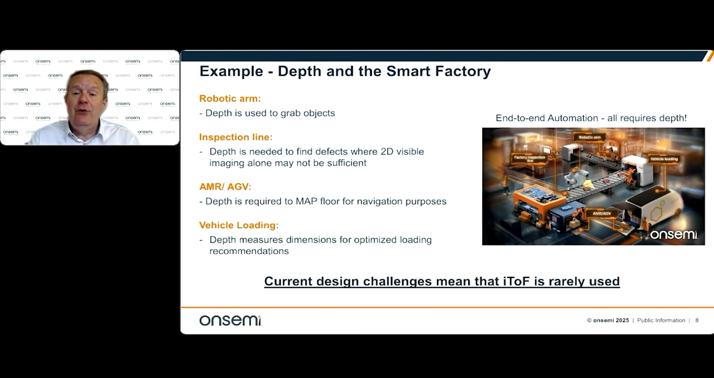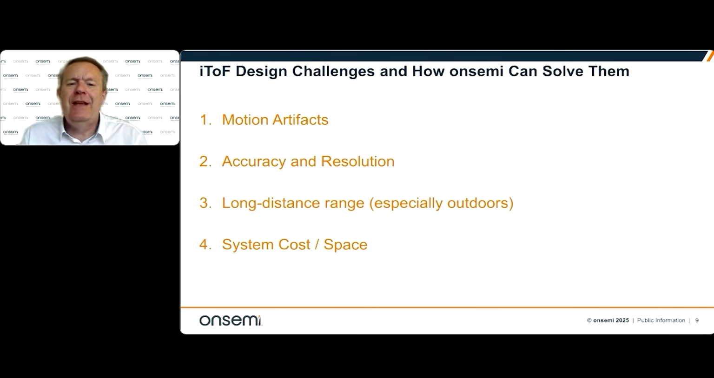Then when you get to vehicle loading, this is where you need to start applying intelligence. Depth is needed for measuring the dimensions and volume of those objects, and does the optimized loading. So you can order boxes in certain ways in order for optimized loading. They would love to have depth to do that today, but it's quite costly to do it, and it hasn't been great to do it. So there are many design challenges that mean that iToF is very rarely used in these. So then we're getting down to these design challenges and how can onsemi solve them? We certainly can with Hyperlux ID.